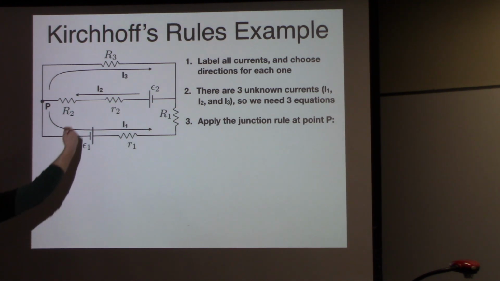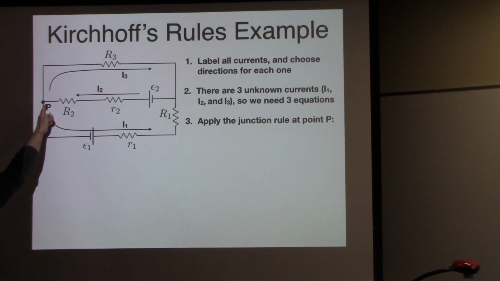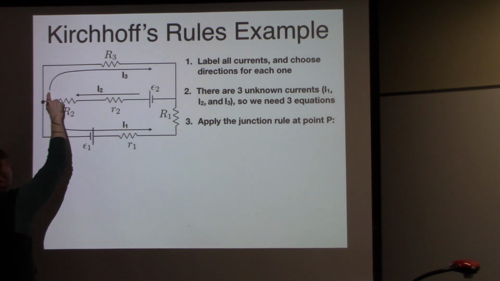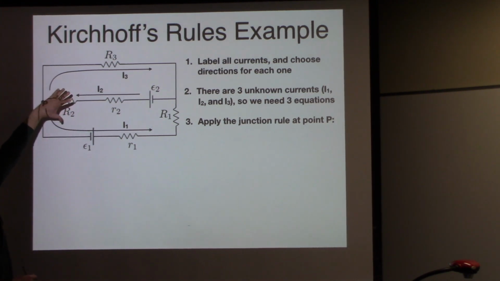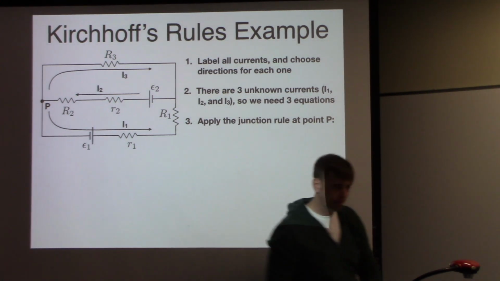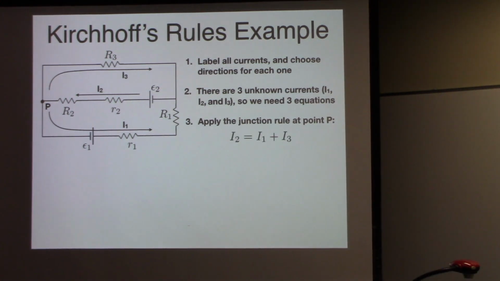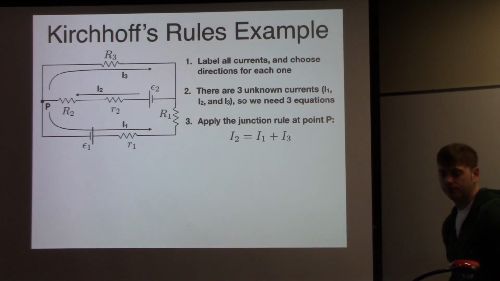Based on how we drew everything here, which current is going into the junction? Well, it's I2. That's going into the junction at point P. And then I1 and I3 are going out of the junction. So the current going in, which is I2, is equal to I1 plus I3, the ones going out. The equation is I2 equals I1 plus I3. That's the junction rule.